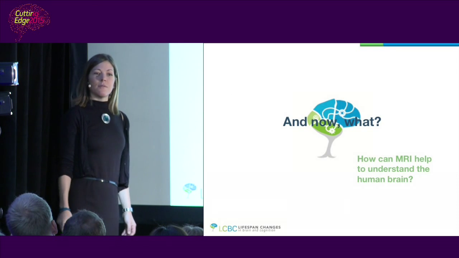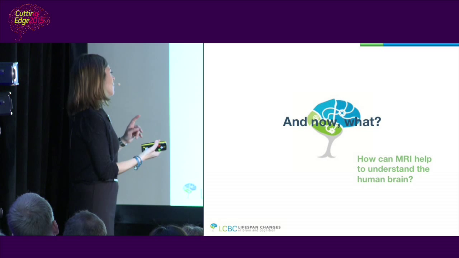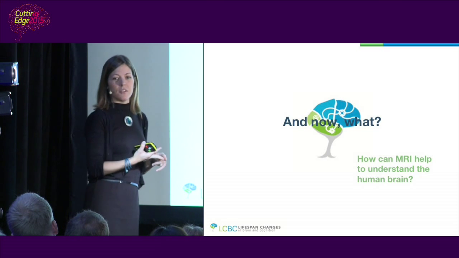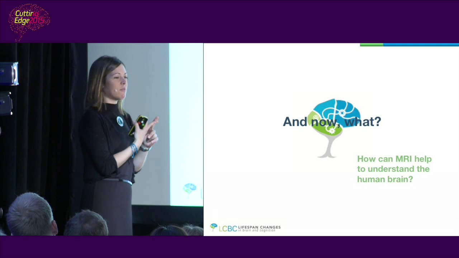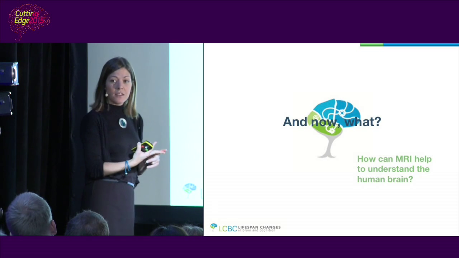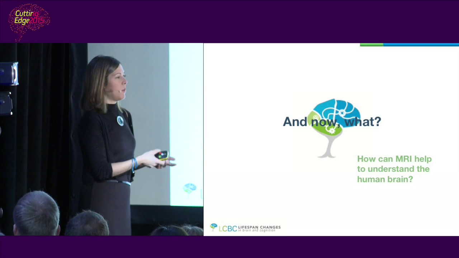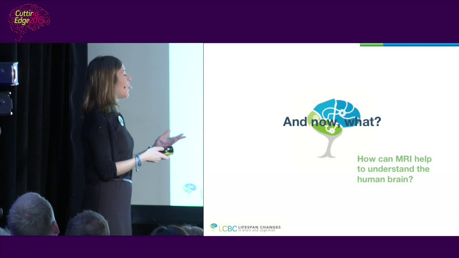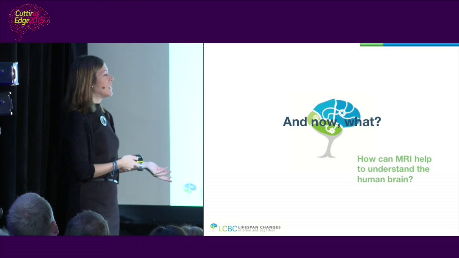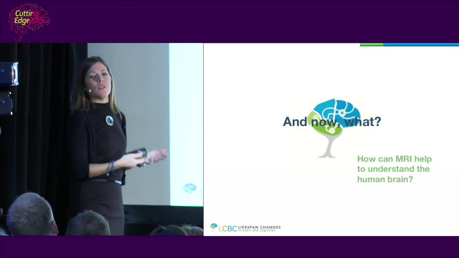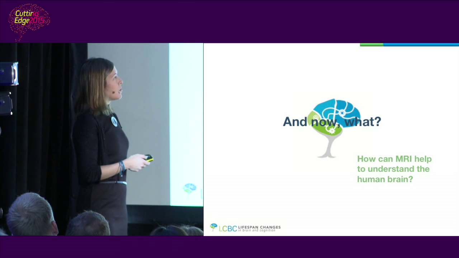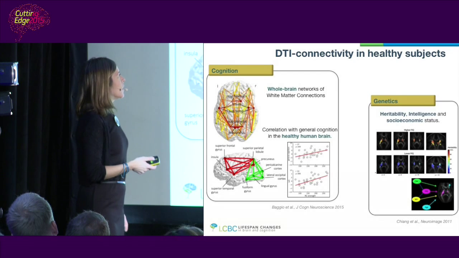So we have the brain, we have its activity, and now what can we do with this? Can we really answer questions related to neuroscience using these kinds of tools? Because they look very nice, the images are very cool, but what we want to know is how these tools can help to understand the brain? And I'm just going to show you some examples of people that have done these kinds of things.